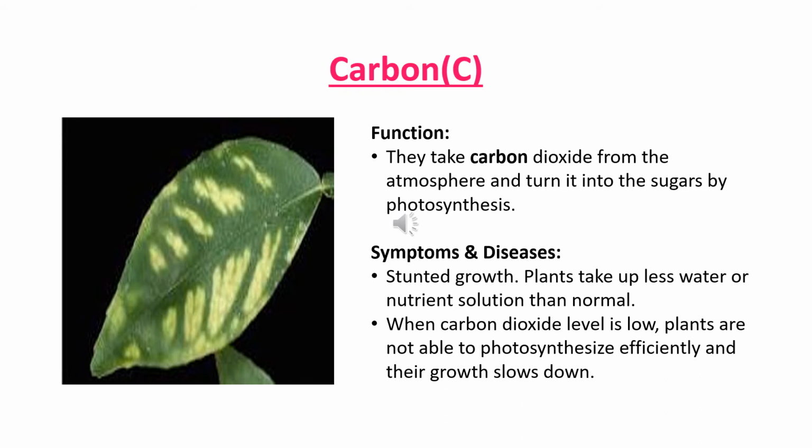Carbon is one of the most important components of photosynthesis. That means without carbon dioxide, plants cannot make food like glucose. The glucose contains carbon, hydrogen and oxygen. So what are the functions? Look here, they take carbon dioxide from the atmosphere and turn it into sugars by photosynthesis. Yes, it takes part in photosynthesis and produces sugar for plants.